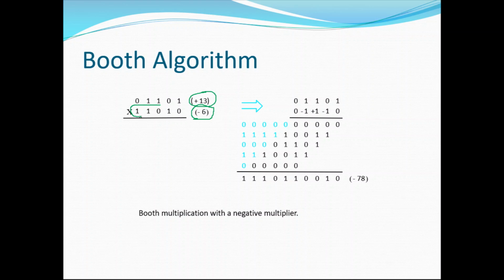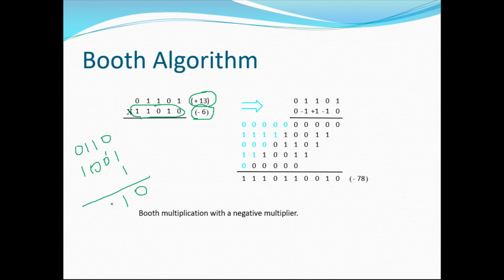This is what we want to perform, right? Here it is represented in 2's complement. 6 is 0 1 1 0. If you take the 1's complement, it is 1 0 0 1. Then add 1 to this. So 1 plus 1 is 0, I mean 1 0 0 and carry 1.